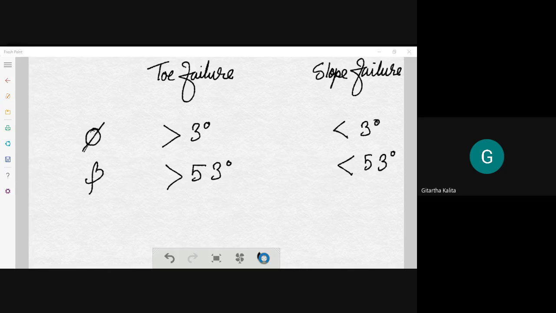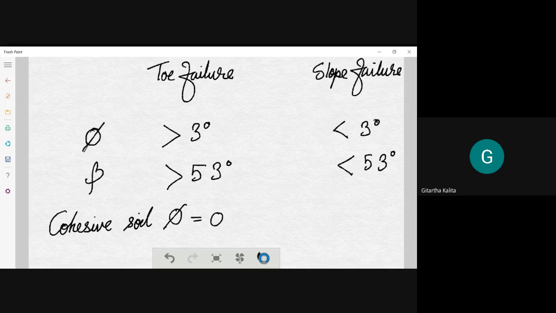I hope you have understood what I have told you till now, and please also write down some data. For cohesive soil, this phi value is 0.